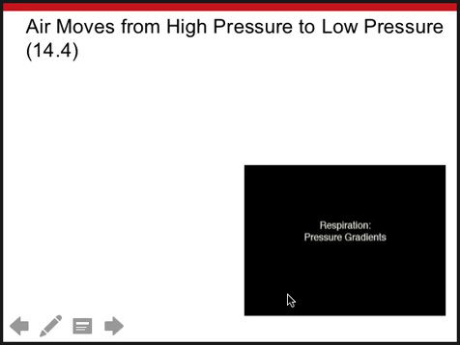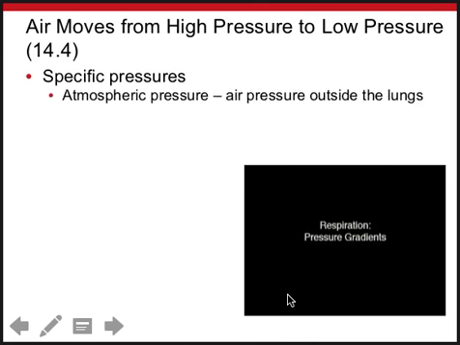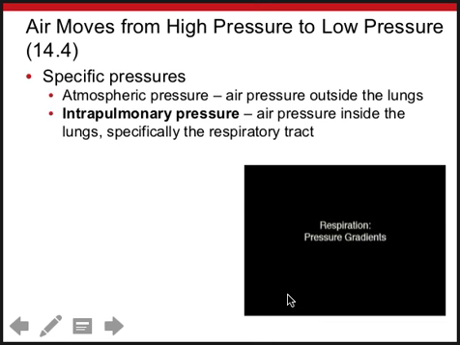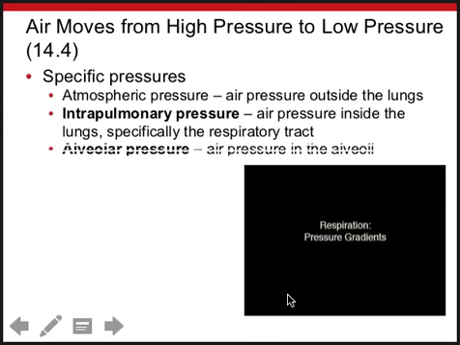So air always moves from an area of high to low pressure. The same is true for a liquid. Specific pressures that we need to deal with include atmospheric pressure, which is the air pressure outside the lungs, and the intrapulmonary pressure, which is the air pressure inside the lungs, specifically in the respiratory tract. The alveolar pressure is the air pressure in the alveoli themselves. So take a listen to the pressure gradients that govern ventilation.